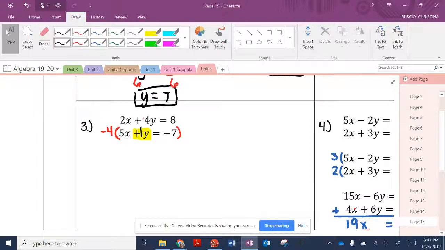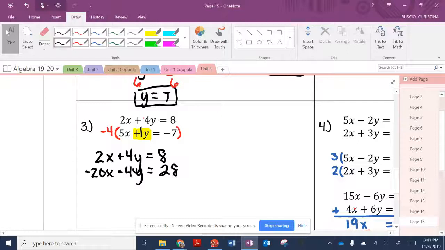Let's see why this is so magical now. So 2x plus 4y equals 8. And then if I multiply by -4, I end up with -20x minus 4y equals positive 28. Do you see the magic now? Like, look at the magic. What is going to happen when I add these together? 4y minus 4y is 0. What's 2x minus 20x? Yeah, you were right. That's -18x. And the same thing with 8 plus 28. That ends up giving us 36.